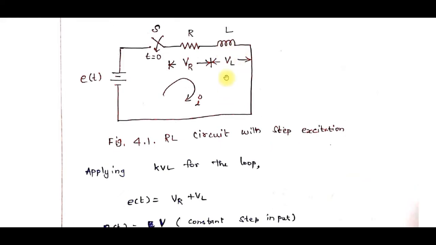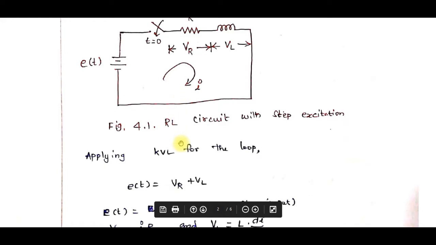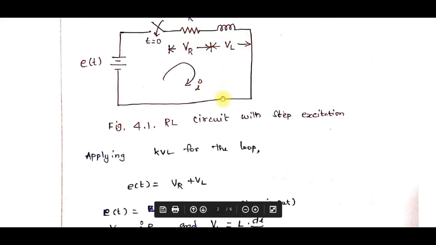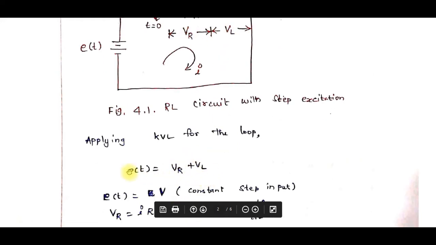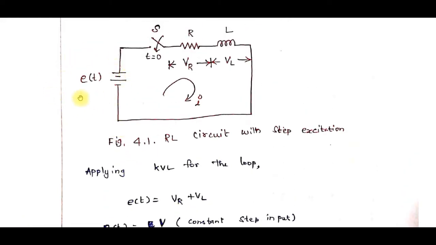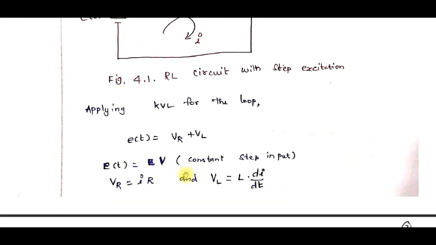If we are applying KVL for this circuit, the potential rise is E of t. Then potential drop will be VR and VL. So KVL equation will be E of t equal to VR plus VL. We know that in DC source there will be a constant voltage, right? So that constant voltage will be V. So constant step input from off state to on state. So that is step. So E of t equal to V.